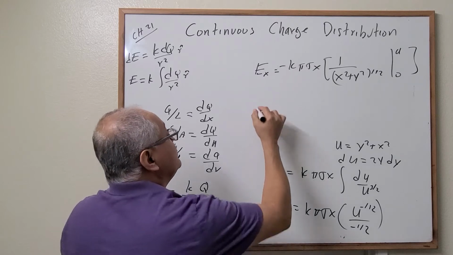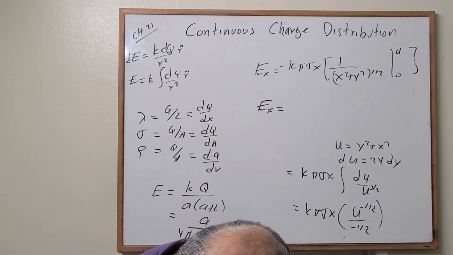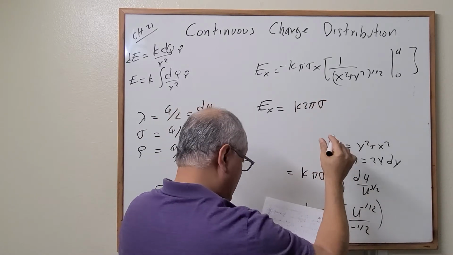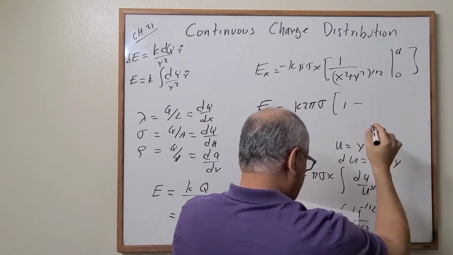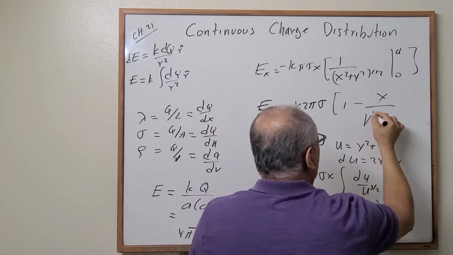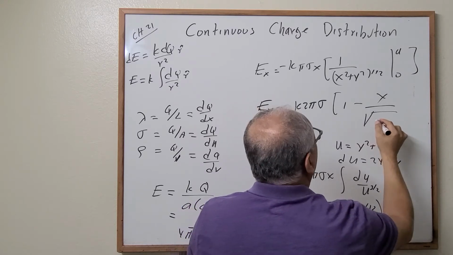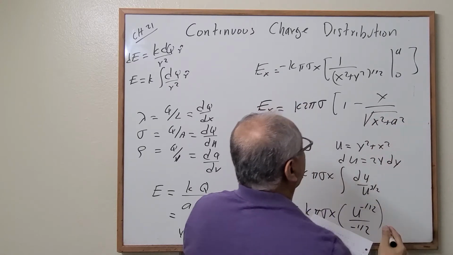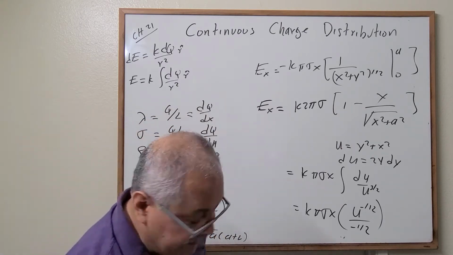Okay, when we do substitution, this is equal to k 2 pi sigma times 1 minus x over the square root of x squared plus a squared. Correct? That's the integral. Perfect.